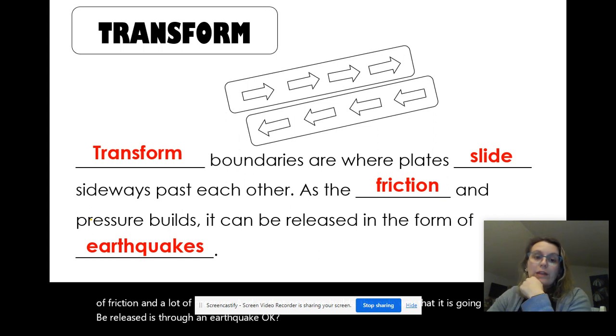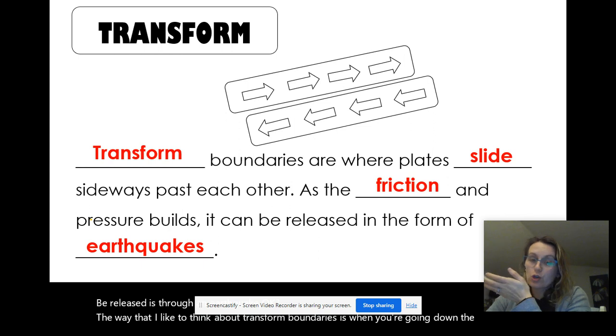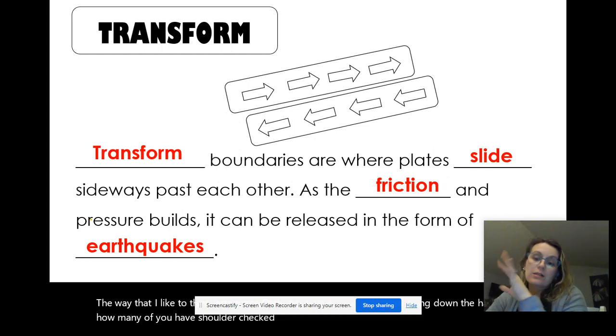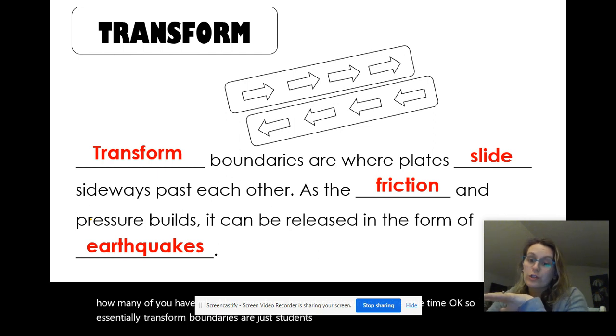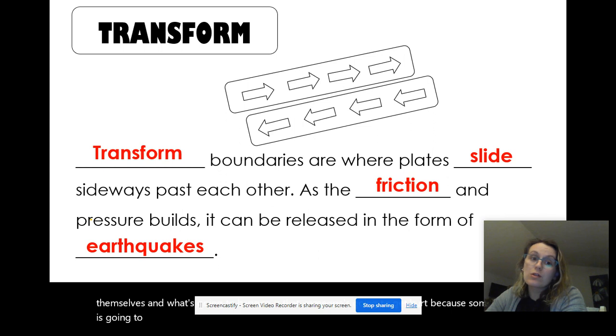Okay. Now, the way that I like to think about transform boundaries is when you're going down the hallway, how many of you have shoulder checked someone? By accident, most of the time. Okay, so essentially, transform boundaries are just students going down hallways, shoulder checking themselves. And what's going to happen is that someone's going to get hurt because some fight is going to break out. So that is your transform boundary.